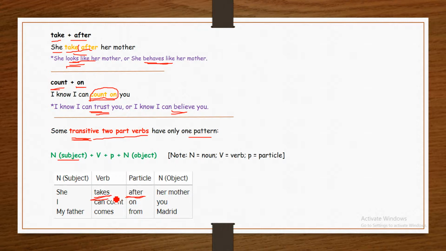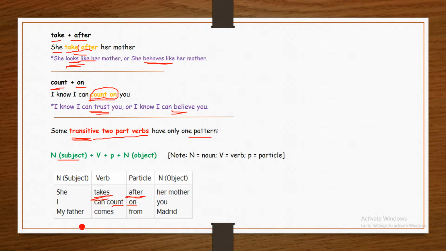Two-part verb. What does it mean, two-part verb? It means phrasal verb. She takes after her mother. I can count on you.